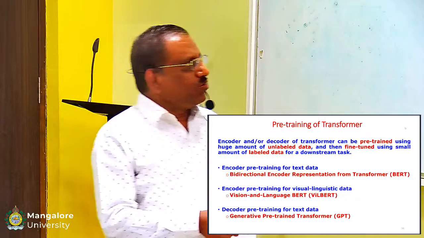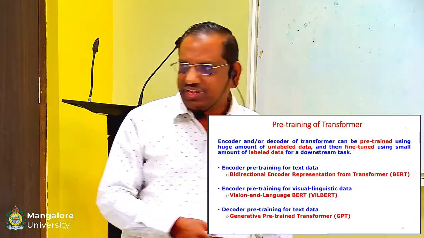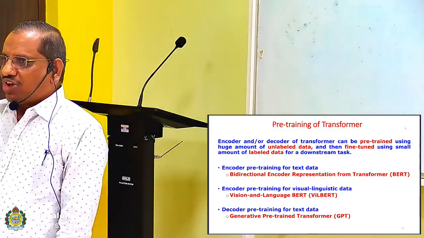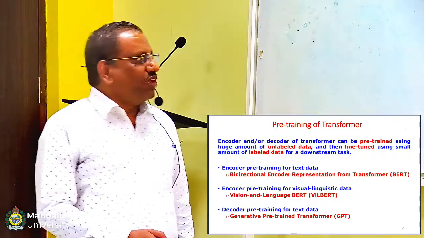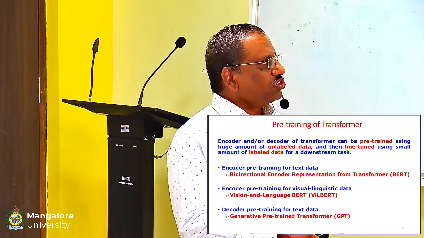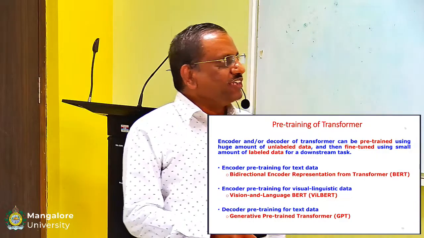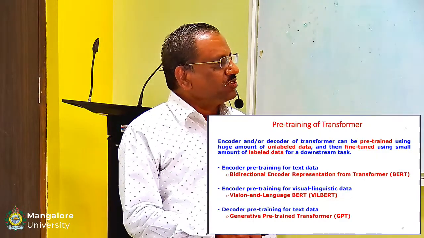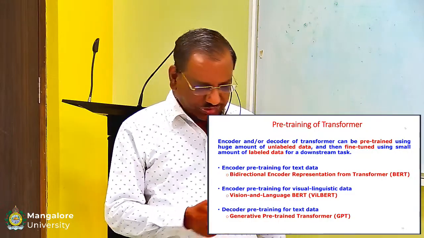And in both this BERT model and also the GPT model, we are talking about only the text data. But if we want to build a model for tasks like visual captioning, then we need a pre-trained model not only for the text data but also for the visual data, right? So there is also a variation of this BERT model called Vision Language BERT, which is a pre-trained model on both the image and the text data. This is called the ViLBERT model.